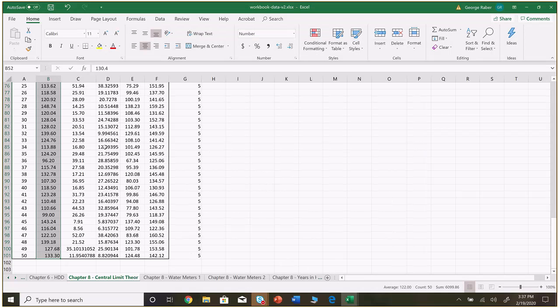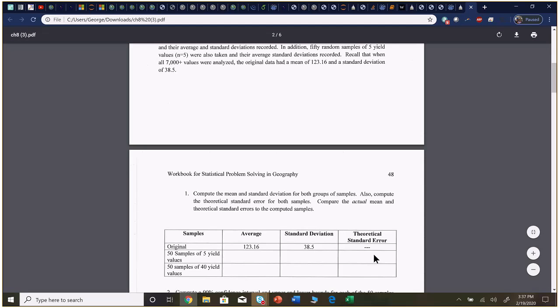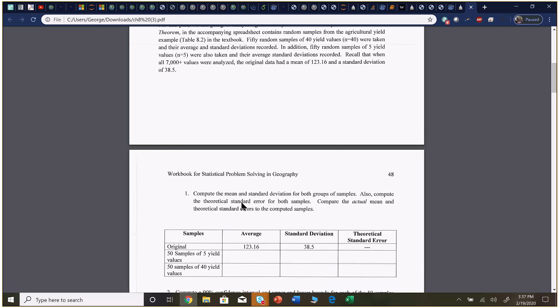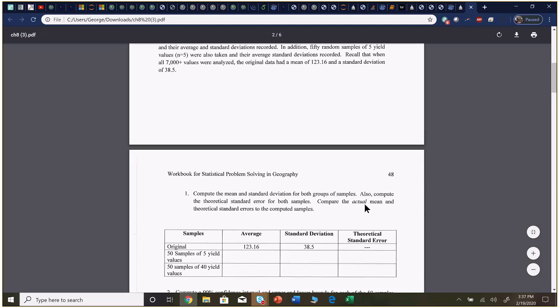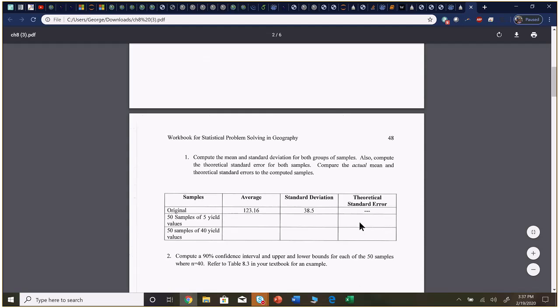And then the standard deviation is not the average of this column. Okay? Standard deviation is the standard deviation of these values. So what is the standard deviation of the numbers in the average column? Yeah. So then you're going to compute the theoretical standard error based on that. Compute the mean and the standard deviation for both groups of samples. So the standard error is just going to be, you're going to use the formula.